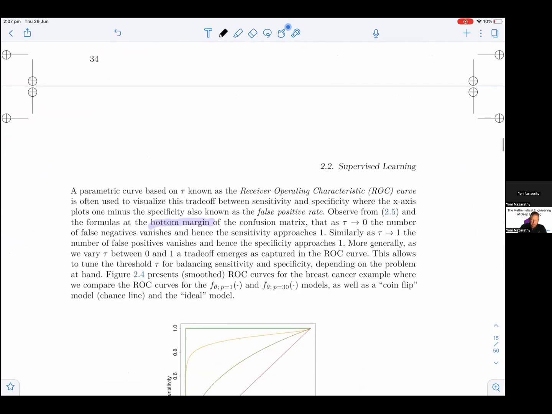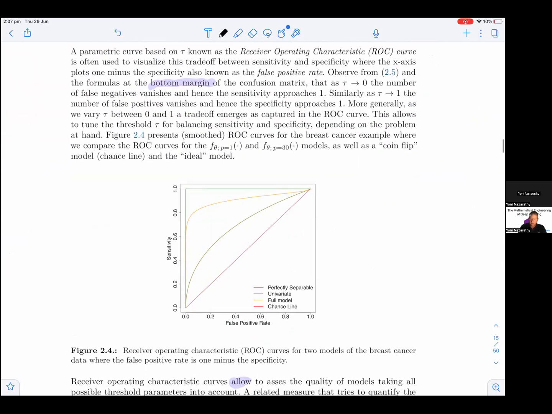A parametric curve based on tau, known as the receiver operating characteristic, or ROC curve, is often used to visualize this trade-off between sensitivity and specificity. In this plot you have an ROC curve, where the x-axis plots 1 minus the specificity, also known as the false positive rate.